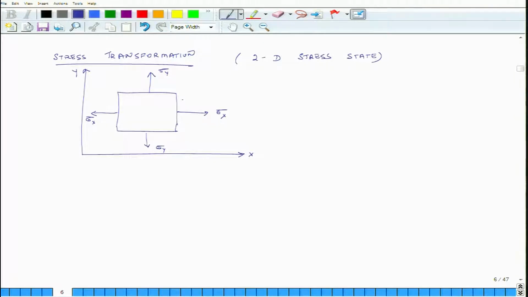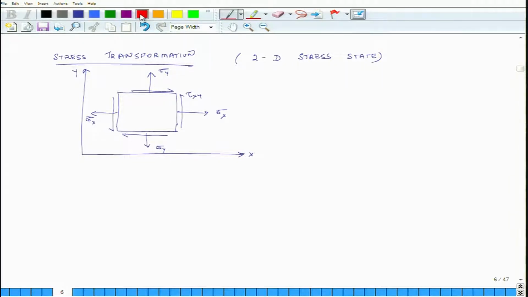and then I am also applying a shear stress on this. So, I call this tau xy. So, the values are sigma x, sigma y and tau xy. Normal stress in x direction is sigma x, normal stress in y direction is sigma y, and the shear stress with respect to the xy coordinate system is tau xy.